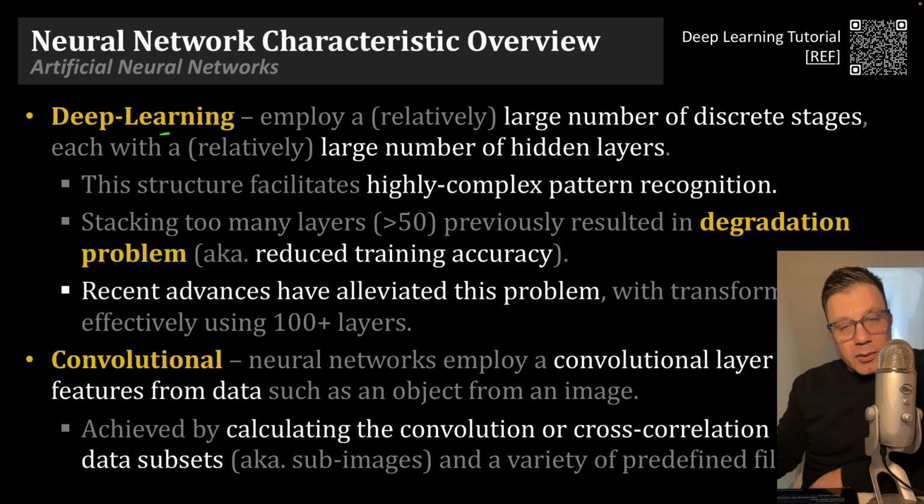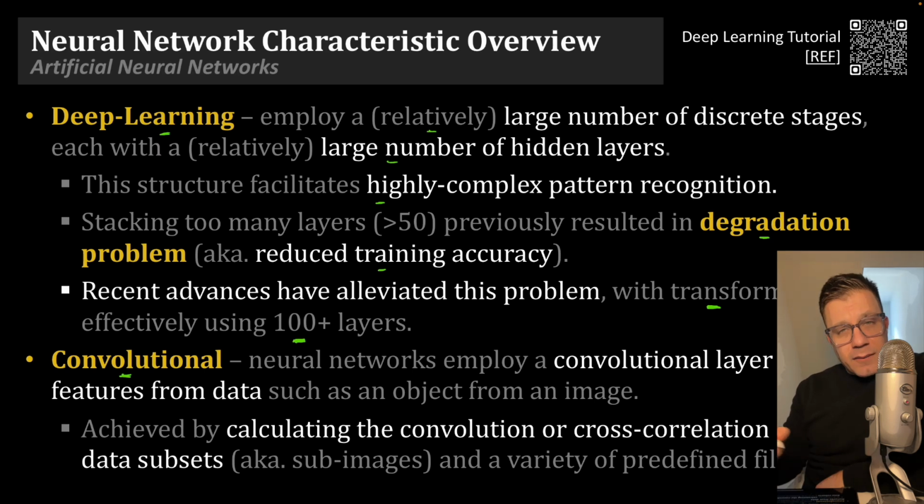The first is a deep learning neural network. It employs a relatively large number of discrete stages, each with a relatively large number of hidden layers and a relatively large number of neurons. Now, this structure facilitates highly complex pattern recognition. Stacking too many layers, greater than 50 more or less, previously resulted in what we call the degradation problem, where we had reduced training accuracy. Recent technological advances, however, have alleviated this problem with many neural networks, one example being transformers, regularly and effectively using more than 100 or more than 1,000 layers.